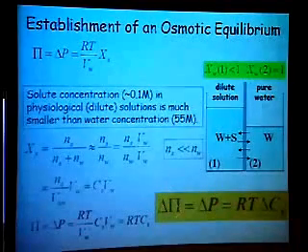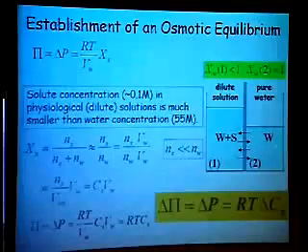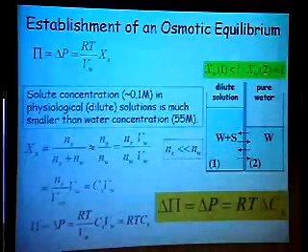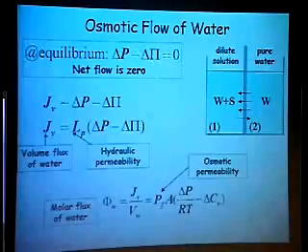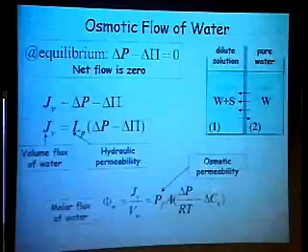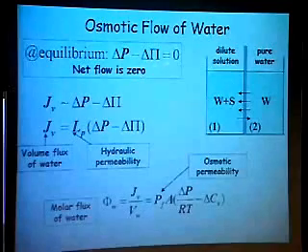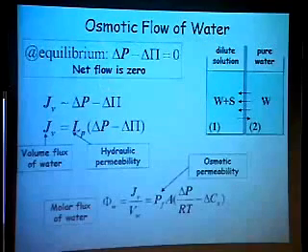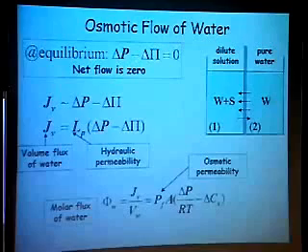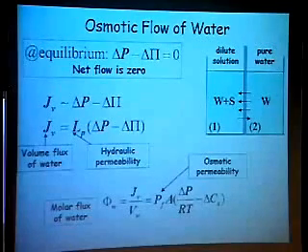But the point is that we can establish a net flow of water if these two are the same at equilibrium, as is shown here. There is no net flow of water. If we want to establish a net flow of water, we have to either apply a pressure difference across the membrane or an osmotic pressure difference across the membrane to be able to have the same conditions in experiments in which they calculate permeability of the membrane.